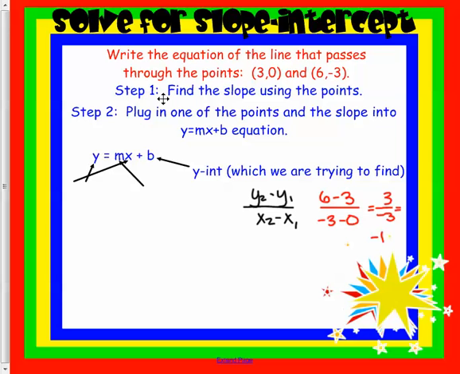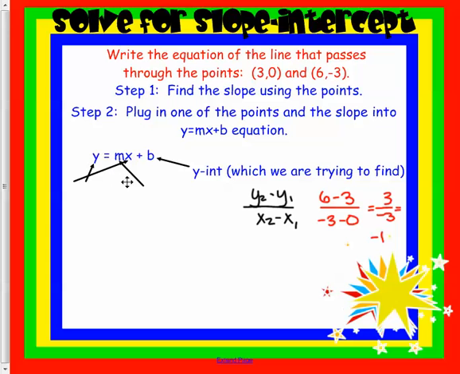So if you look at my work here, we have our y's, and we're subtracting them. So negative 3 minus 0, which is negative 3, and 6 minus 3 is 3, and 3 divided by negative 3 is a negative 1. If you did your slope like this, 3 minus 6 is negative 3, and 0 minus a negative 3 is a positive 3, you'd still get negative 1. Okay, so let's look at now what we need to plug in.